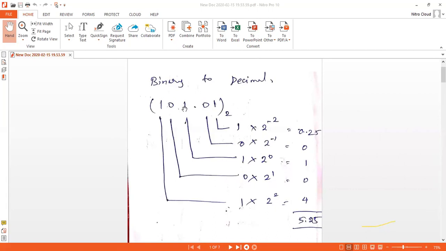Always the last digit before the point starts with 2 to the power of 0. So this is 2 to the power of 0, this is 2 to the power of 1, this is 2 to the power of 2. Whenever a decimal number comes, you should start like this: 2 to the power of -1, 2 to the power of -2. Up to this, clear? Any doubt? Okay. So now we should know the power table of 2.